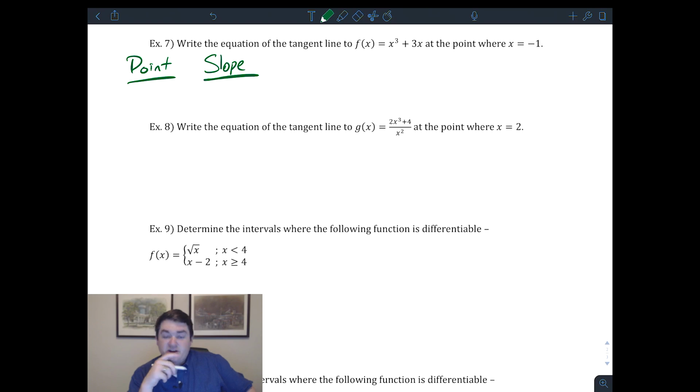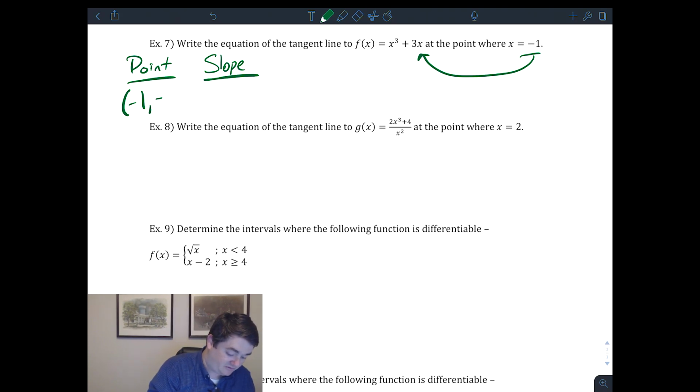Find the equation of the tangent line to f of x equals x cubed plus 3x at the point where x is negative 1. So my point is going to be negative 1 comma something. How do I find the y coordinate? Take negative 1 and plug it in. Negative 1 cubed is negative 1, minus 3 is negative 4.